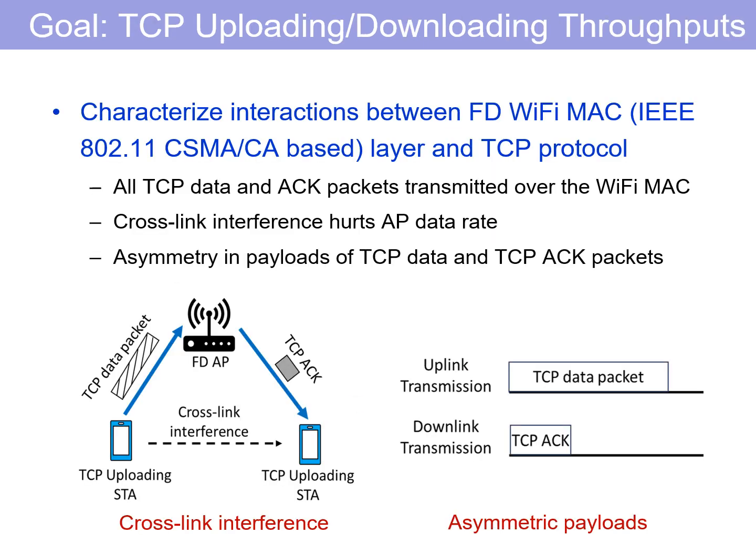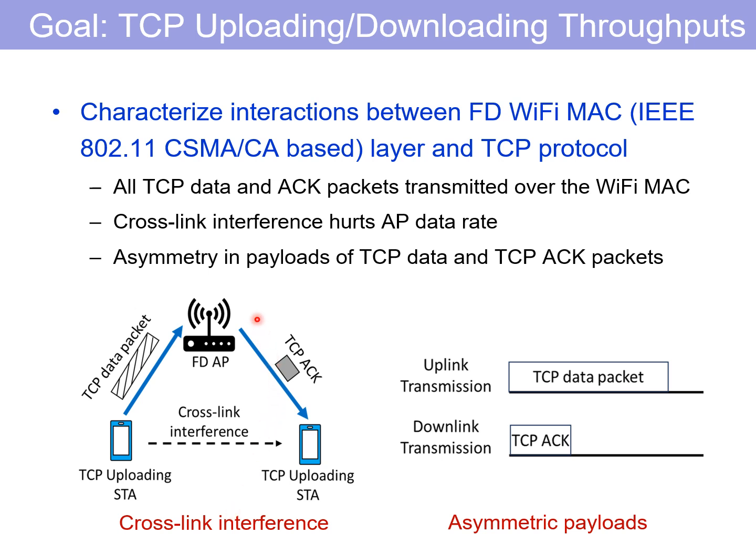Our goal is to analyze the TCP uploading and downloading throughputs and to characterize the cross-layer interactions between the FD Wi-Fi MAC protocol and the TCP protocol. In doing so, we'd like to account for the two new challenges that turn up while analyzing TCP throughput over FD Wi-Fi. The first is cross-link interference.